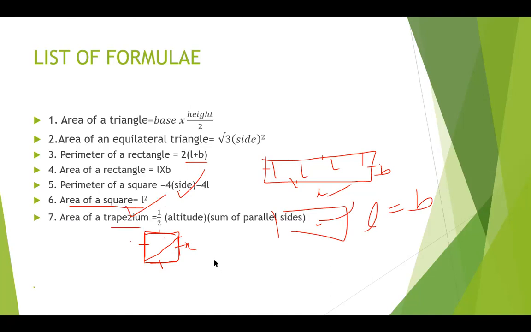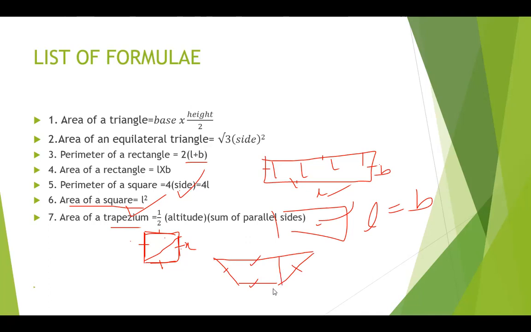Then area of a trapezium. What is the shape of a trapezium? You have one set of parallel sides and one set of non-parallel sides. The non-parallel sides are equal in length. How to find out the area of this trapezium? It is 1 by 2 into altitude into sum of parallel sides. These two are the parallel sides. We have to add these two and multiply by the height, that is the altitude.